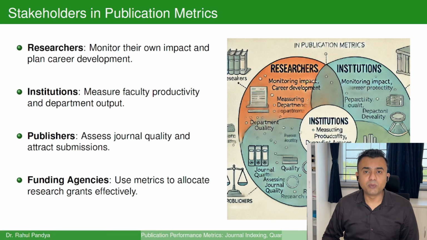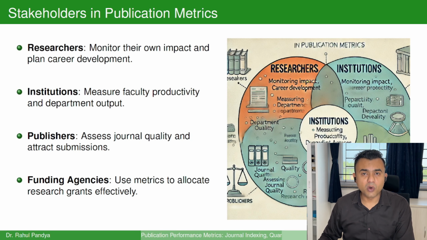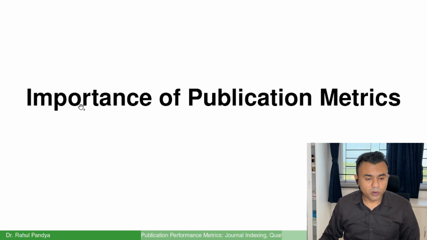So let's say the proposals are coming from highly efficient researchers, then they will use this kind of matrix to measure the capability of the researcher to produce the outcomes in terms of research and allocate the grants. So these are the four major stakeholders of this particular domain.